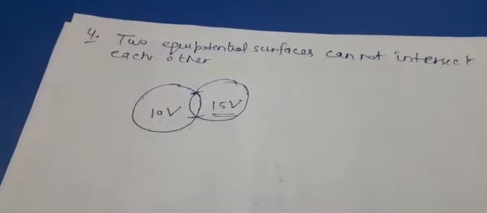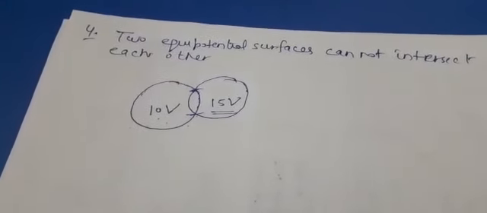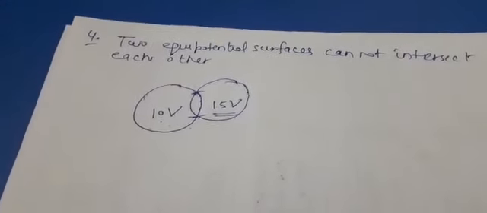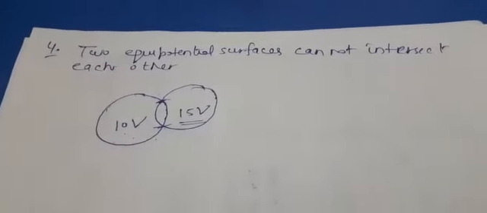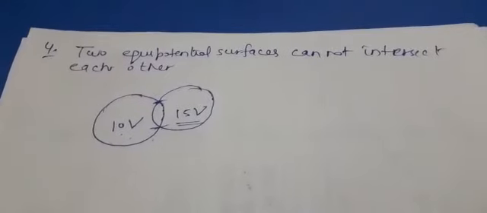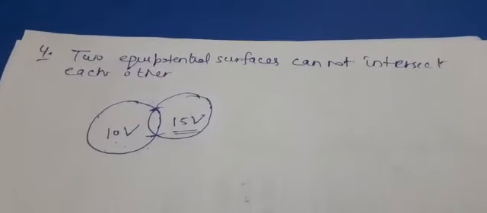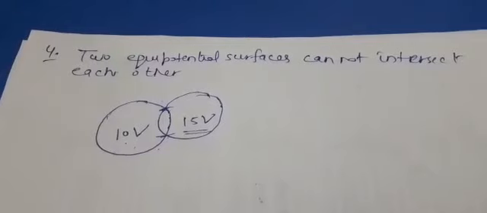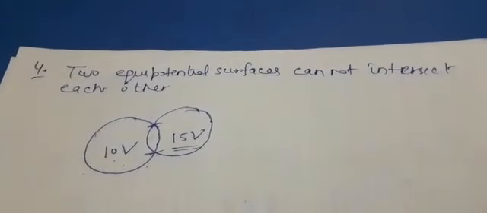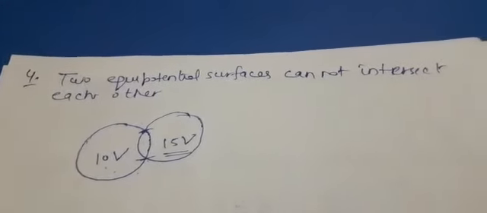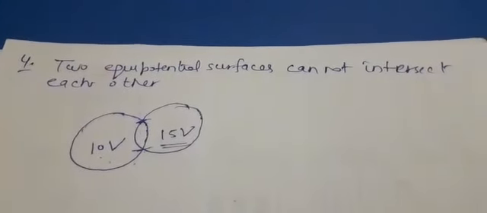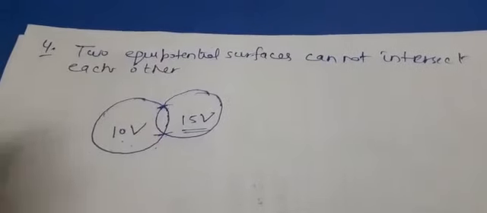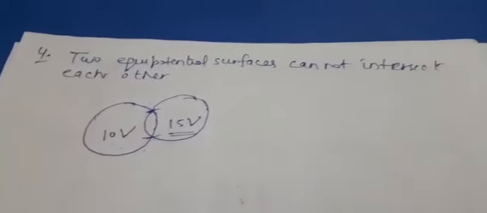So in short, we have taken four properties. First, no work is done in moving a test charge from one point to another on an equipotential surface. Second, electric field is perpendicular to an equipotential surface. Third, in a region where electric field is more, separation between the surfaces will be less. And the fourth one is that two equipotential surfaces can never intersect each other.